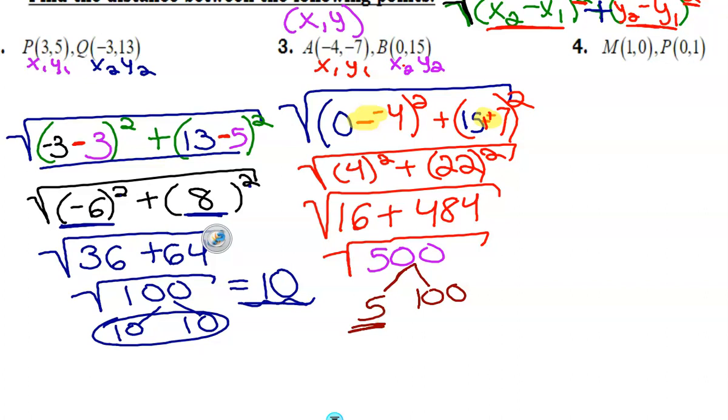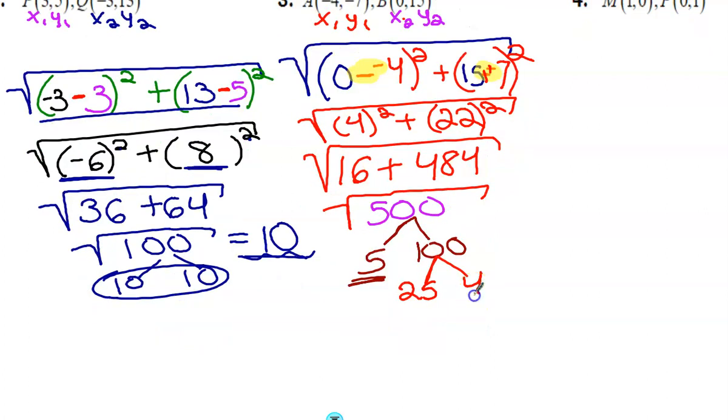So we stop when it's called a prime number, which means that it can only be multiplied by 1 and itself. Okay. And 100, well, we can split it up in different ways. We can do 10 times 10. Let's just do 25 times 4. Okay. And then how can I split up 4? Yes, 2 and 2. Oh, there we go.